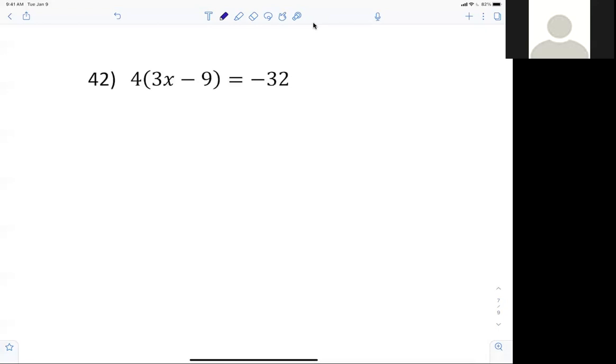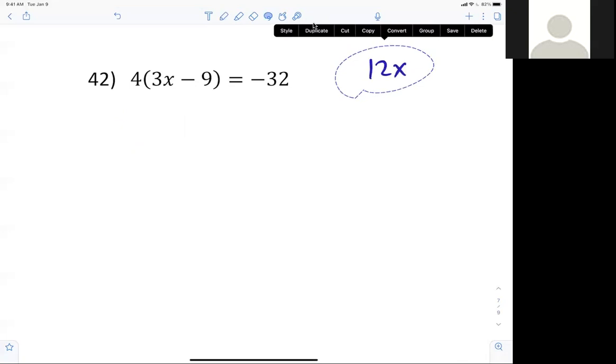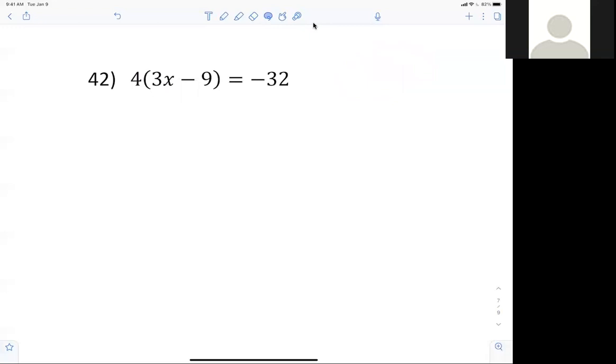Sometimes. Today, 4 times 3 is what, though? That's why it would have been easier to divide first. The numbers become smaller. Let's go back. I don't want to distribute. You see what I mean? It's just much easier if you just go ahead and divide by 4. The number stays smaller. So now 3x minus 9 equals what?